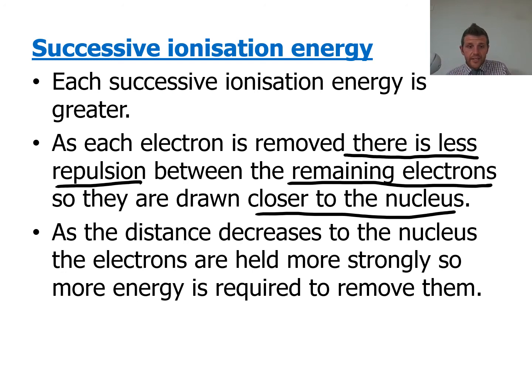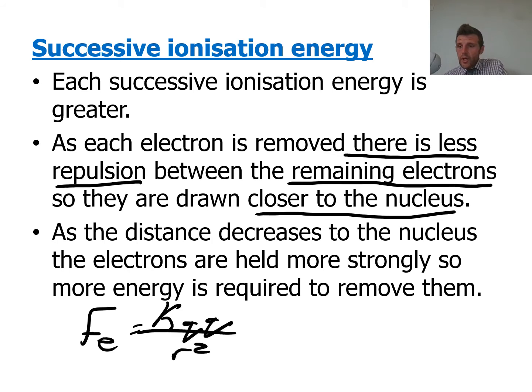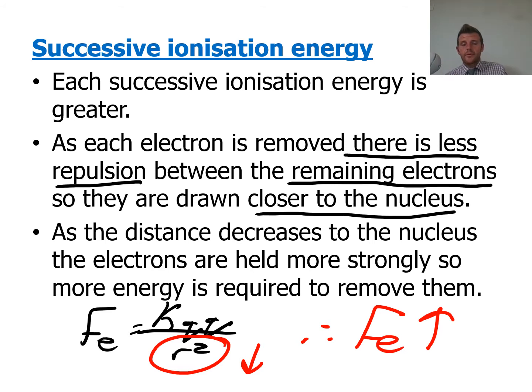Going back to the idea of Fe is equal to kQQ over r squared. Every time you remove an electron, r is going down. Therefore, your electric force is going to go up. And it's going to go up significantly because as the radius changes, it's a squared function.